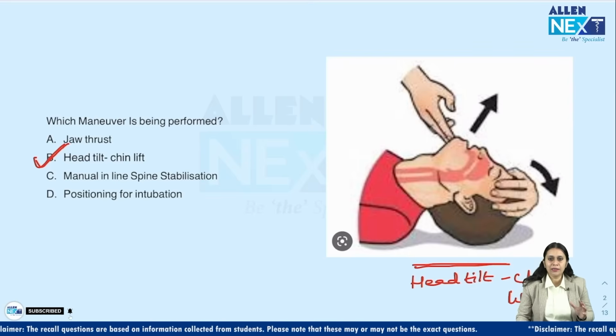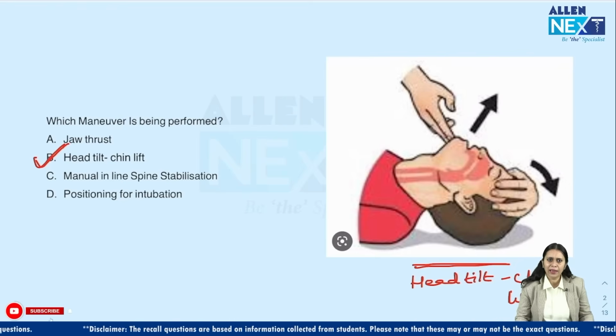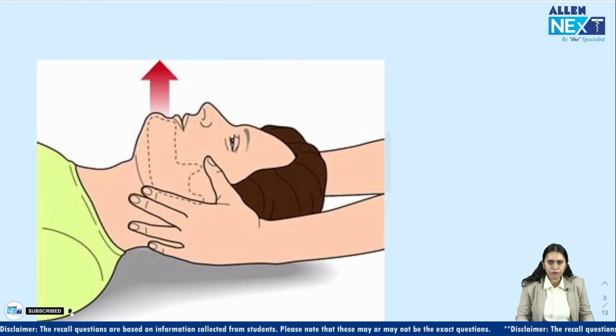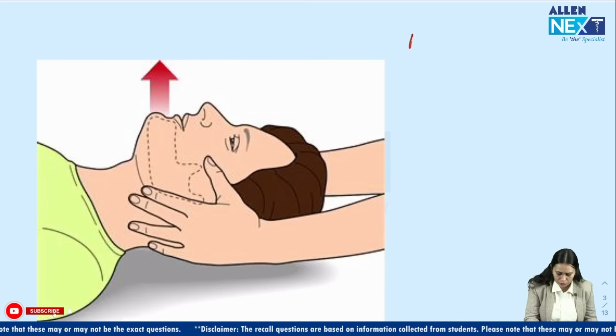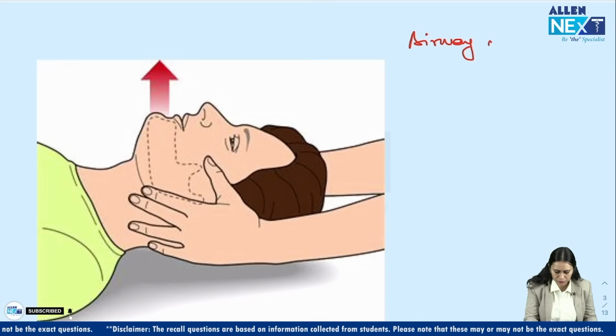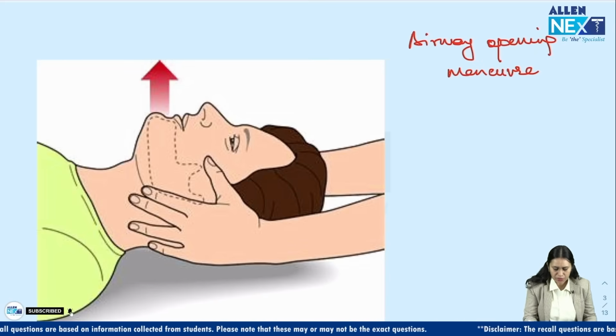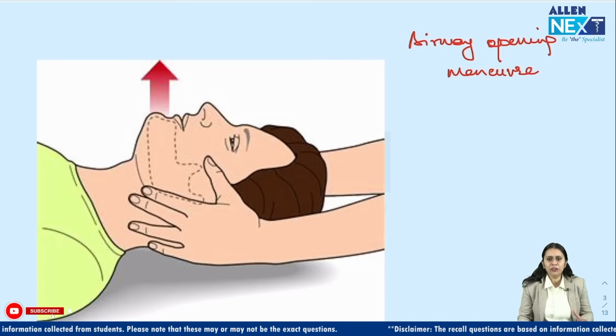This maneuver is a very common maneuver which we do to open an obstructed airway. So I'll talk about all the options first, in the sequence A, B, C, D. The answer to this question is head tilt chin lift. The first option was jaw thrust. You see this is an image of jaw thrust. Jaw thrust is also an airway opening maneuver, in which we lift the tongue from falling on the posterior wall of the airway.